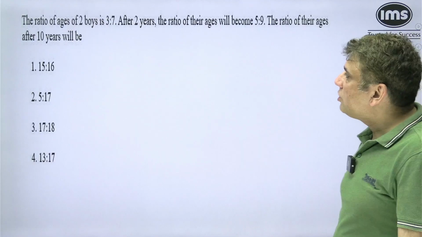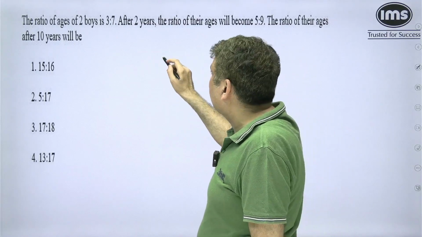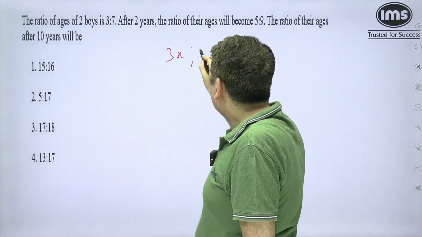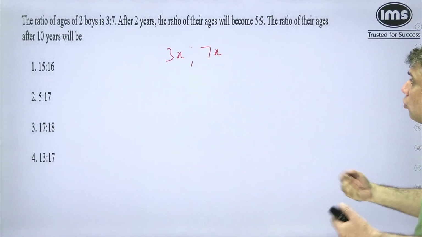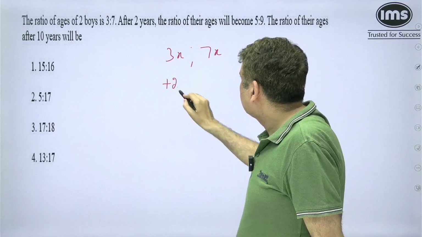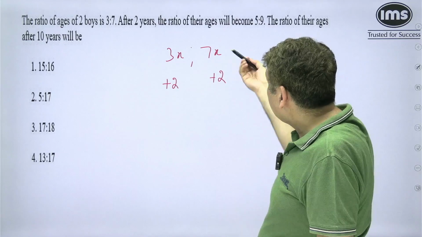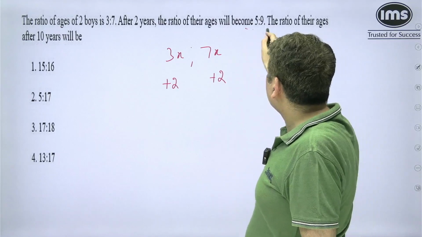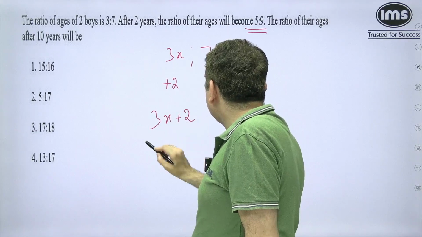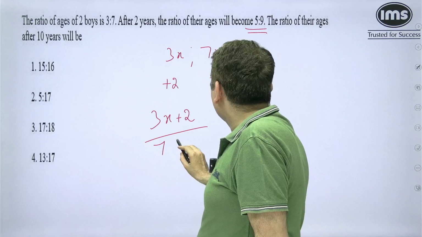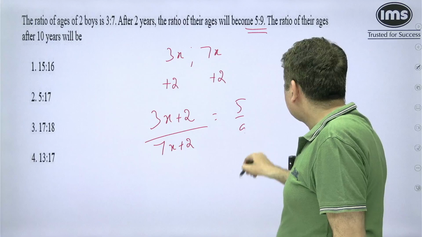The ratio of ages of two boys is 3:7. So let's say the present age of these two boys is 3x and 7x, since their ratio is 3:7. After 2 years, we'll add 2 to each of the individual ages. The ratio of their ages will become 5:9. So after 2 years, the first boy's age will be 3x plus 2. The second boy's age will be 7x plus 2, and their ratio will become now 5:9.